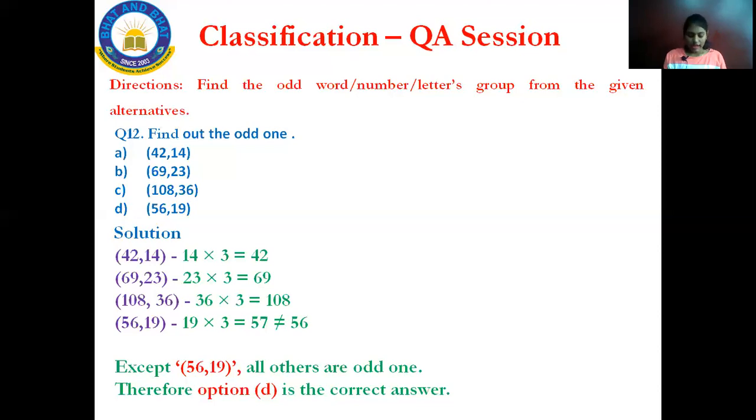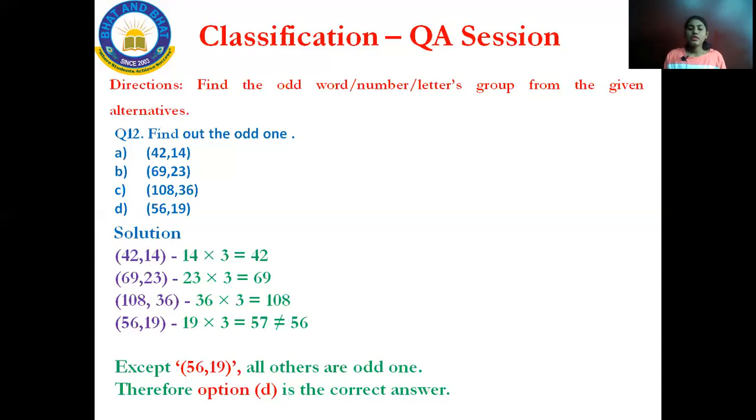So 14 and 42 are in the 14 times table. Then 69 and 23: check with that. 23 threes are 69. Both 69 and 23 come in the same table, that is 23. And then 108 and 36: 36 threes is equal to 108. Check with the two numbers also. They have to go with the same number. That means both numbers must be in the same table.